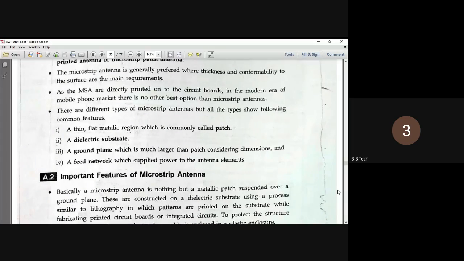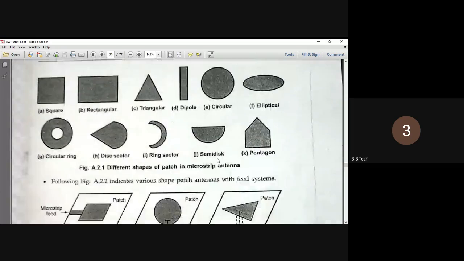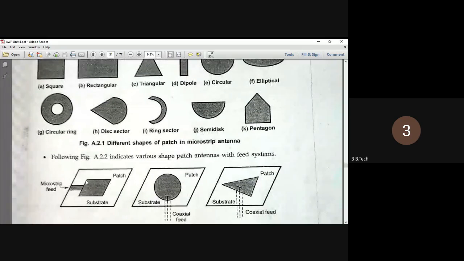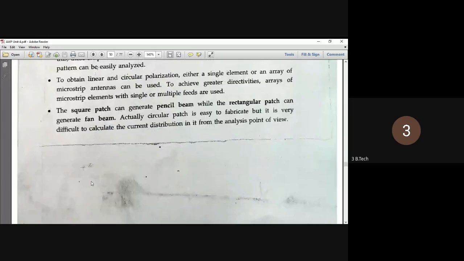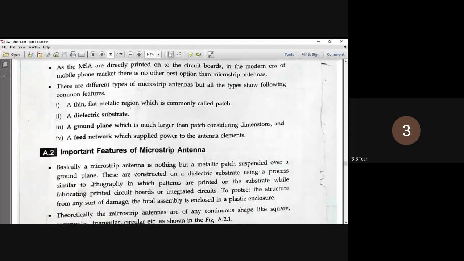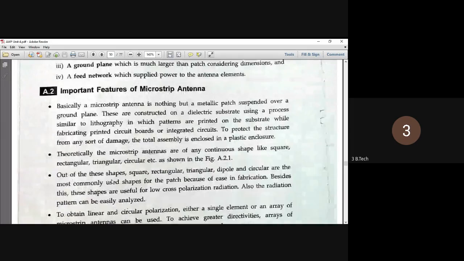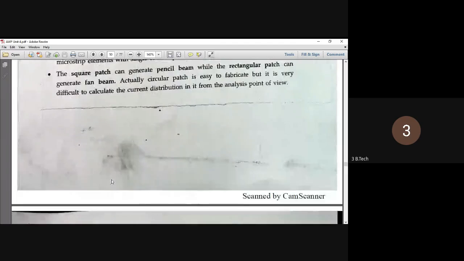A feed network is also there, so you can choose the feed line. So this is the dielectric substrate board, the patch in rectangle shape, and a feed line. What is the function of the feed line? A feed network supplies power to the antenna elements. So these are your important features.